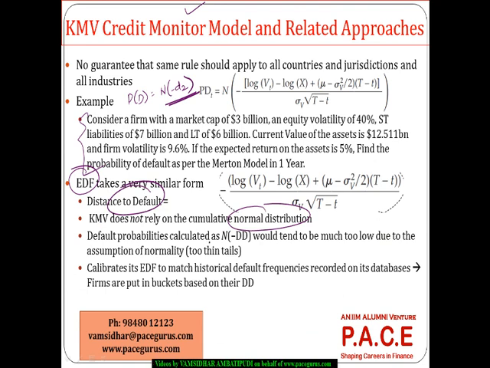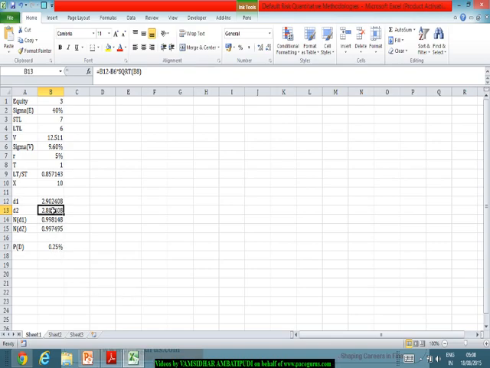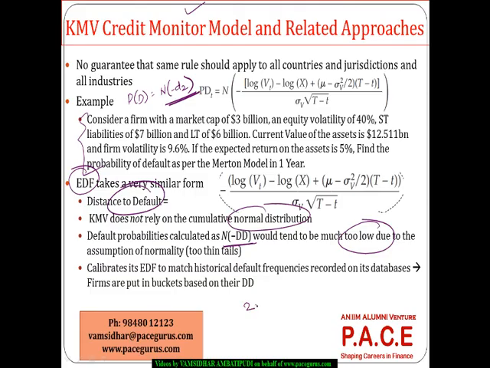They are not relying on the normal distribution because they have felt that the default probabilities we compute using the cumulative normal distribution are much lower, because we are assuming normality, which will actually be a thinner tail compared to reality. So 2.8 is typically the distance to default.